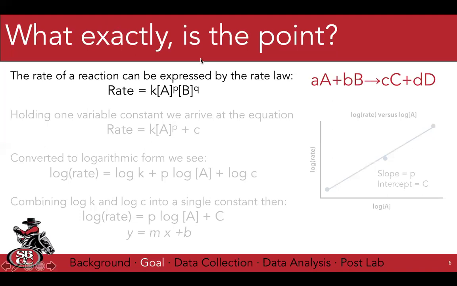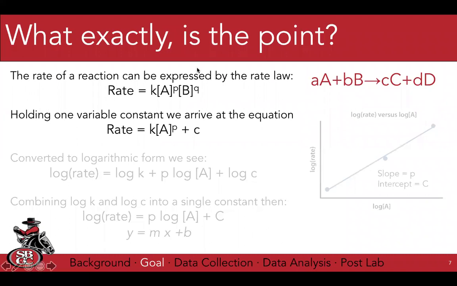And once we have p and q, we know how the rate will change by the change of concentration of A or B, and we know the rate constant, then we can plug in any concentration of A and B, and we know exactly what the rate of that reaction will be. So this is a very, very powerful piece of information as we're studying chemistry, to be able to predict not just how much product, but how quickly that product will be formed. So what do we do to solve for these p's and q's?